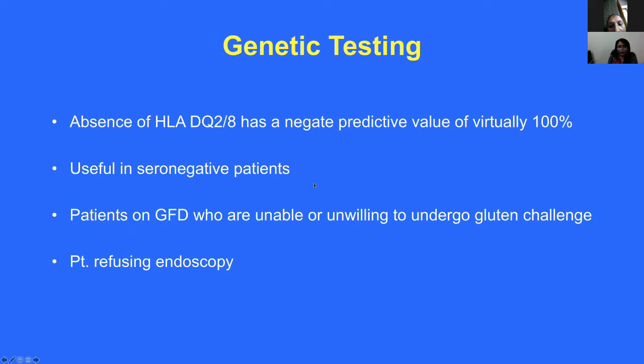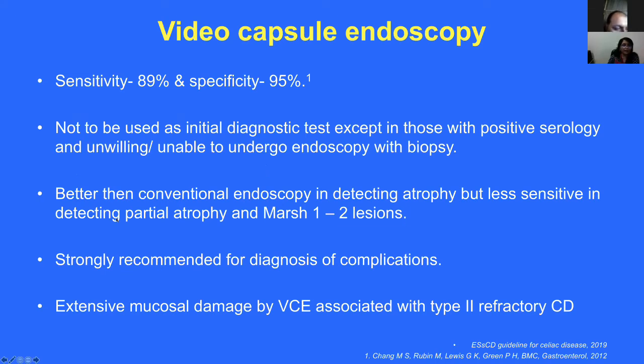Usefulness is there in seronegative patients, and in patients on a gluten-free diet who are unable or unwilling to undergo a gluten challenge. Once a patient is already on a gluten-free diet, and if you want to check for the serology or histology, generally we restart gluten and then take the serology and biopsy. But some of the patients have an increase in symptoms while taking gluten, who were already on a gluten-free diet. They don't want to take this challenge. In those cases, HLA testing can be helpful. And patients who are refusing endoscopy can get HLA testing done.